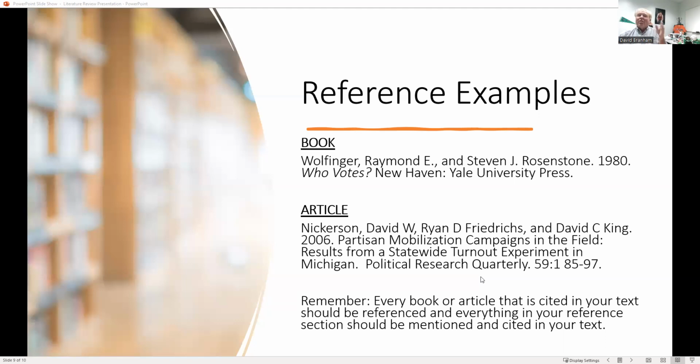Same thing, last name first, comma, first name. So it's Nickerson, David W., and Ryan D. Fredericks, and David C. King. Okay, 3 authors this time. So you have 3 authors. Know that the first author is last name first. The rest of the authors are first name first. So that's the order in APSA style.